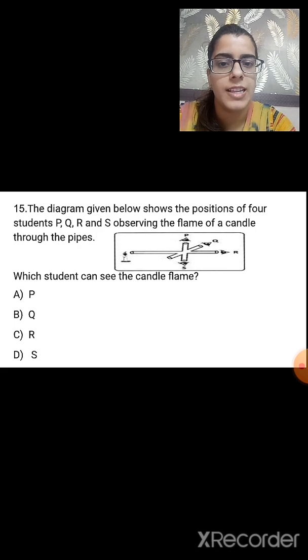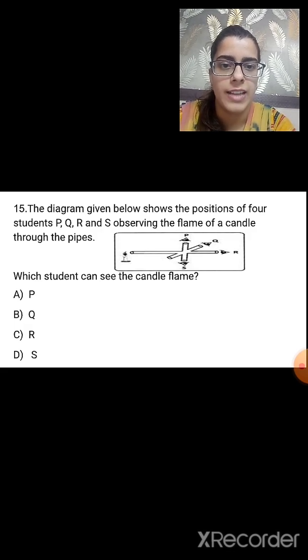Correct option is C, student R. Because we know that light travels in a straight line. So student R will be able to see the flame of the candle.